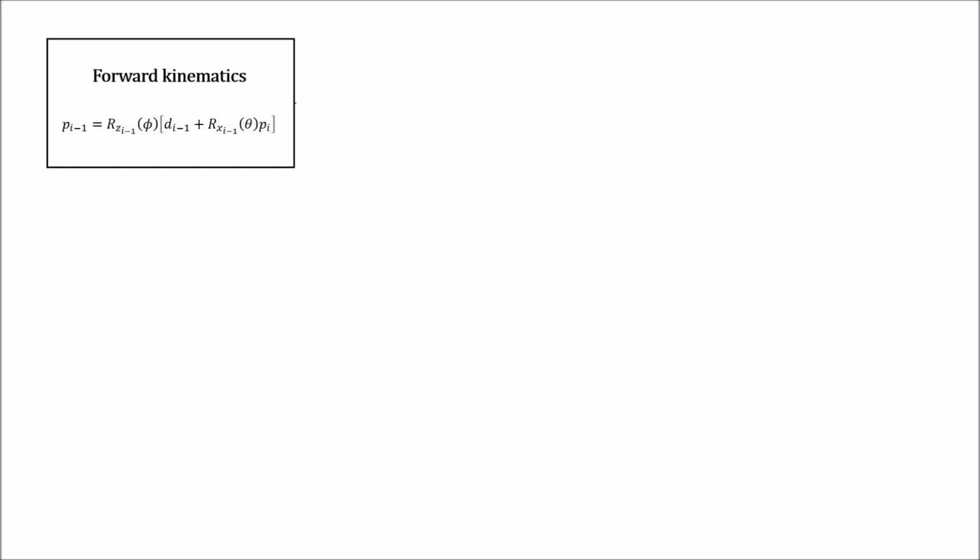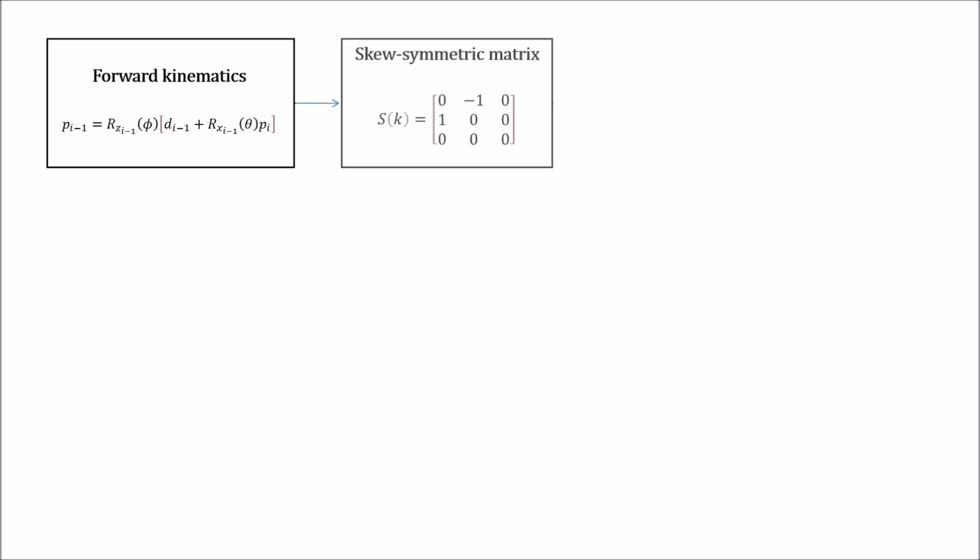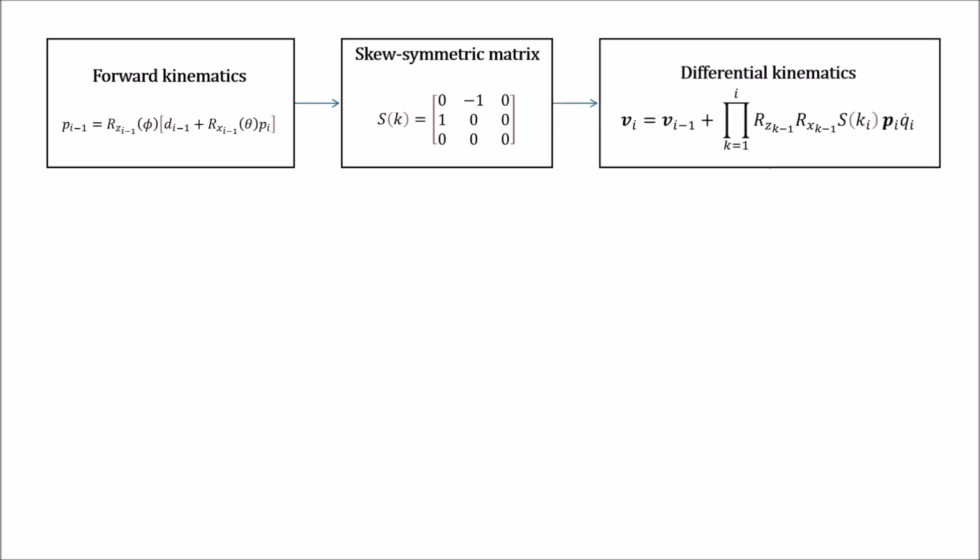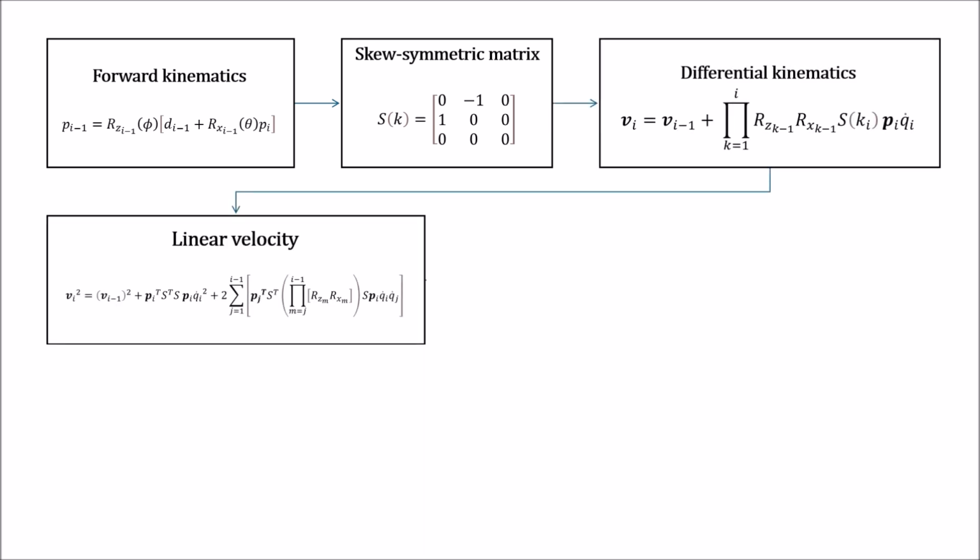Methodology. The position of point P can be generally expressed by this equation, which is used to compute the recursive forward kinematics of each link of the robot. Using the properties of the skew-symmetric matrix S, the recursive differential kinematics can be computed.